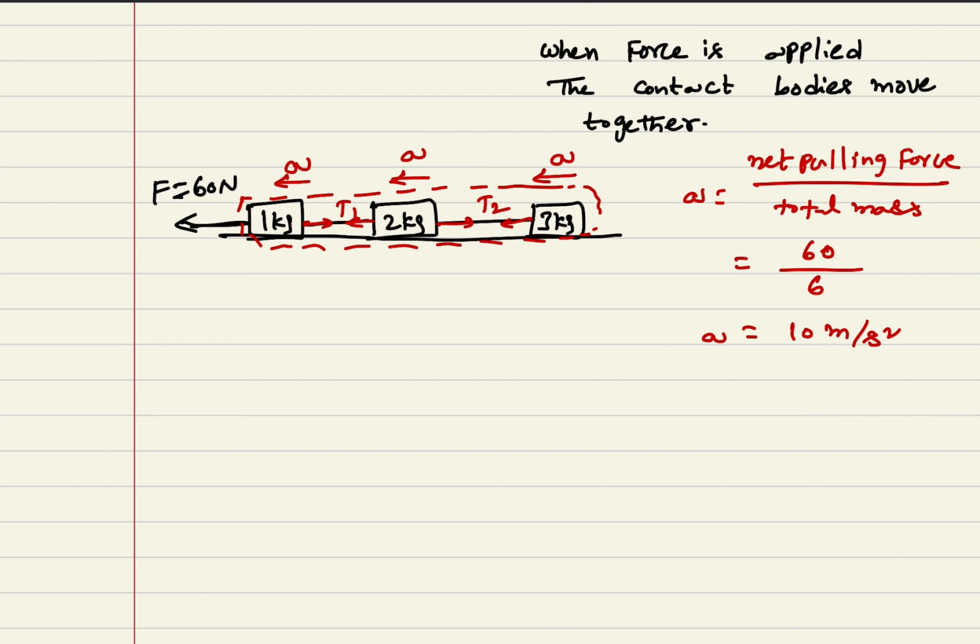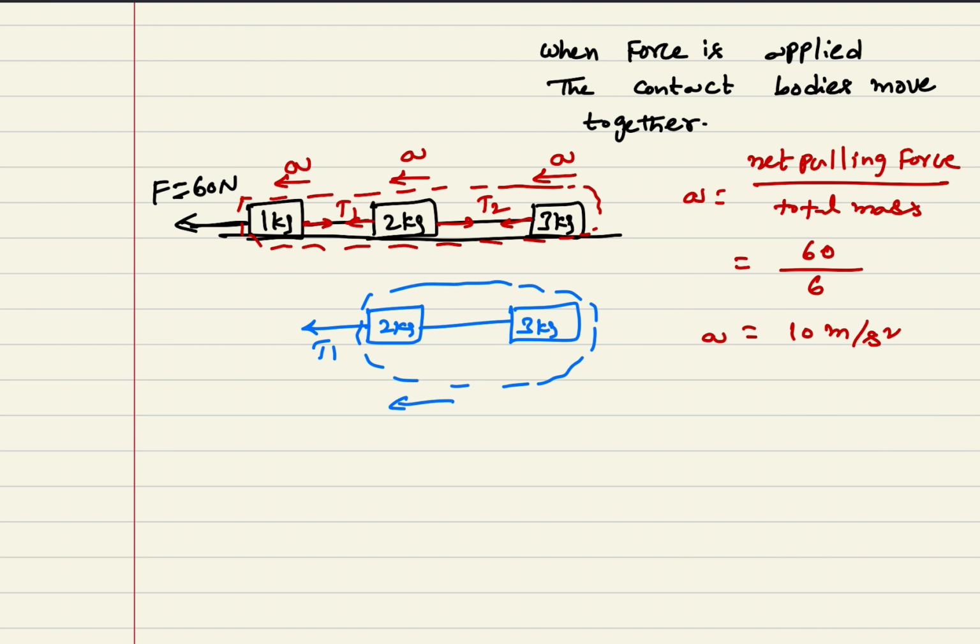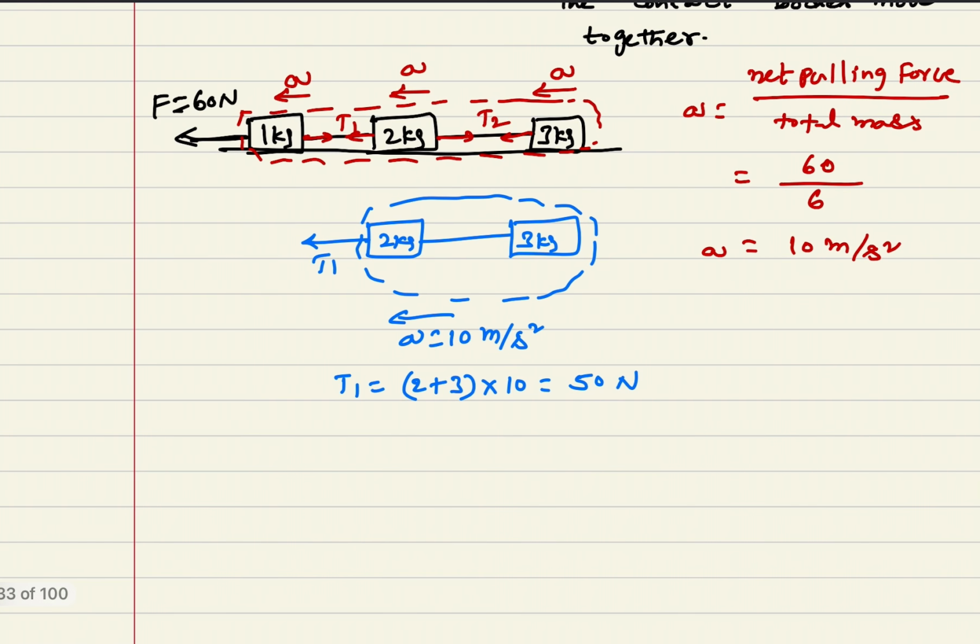Now you can observe that T1 is pulling two bodies. What bodies is it pulling here? The 2 kg body and the 3 kg body are pulled by T1, and the whole system of 2 kg and 3 kg is moving with an acceleration of 10 meter per second square. If they are moving with 10 meter per second square, I can write T1 as the net pulling force. T1 is equal to total mass (2 plus 3) into 10, so I will get 50 Newtons.